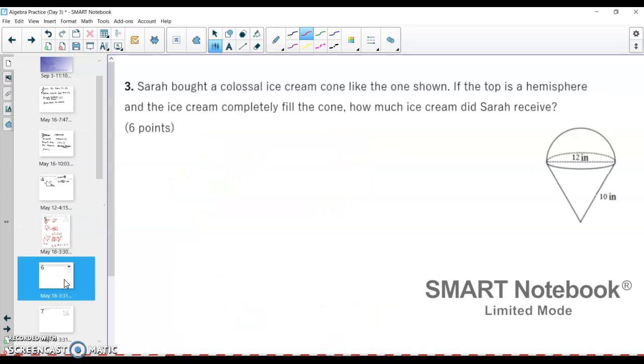Now, for problem number 3, we are looking for the volume of this ice cream cone.